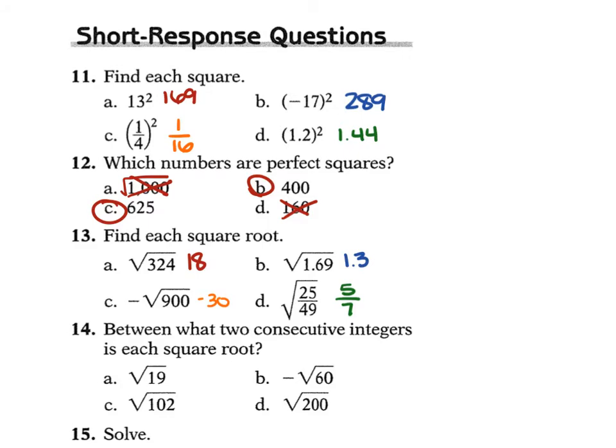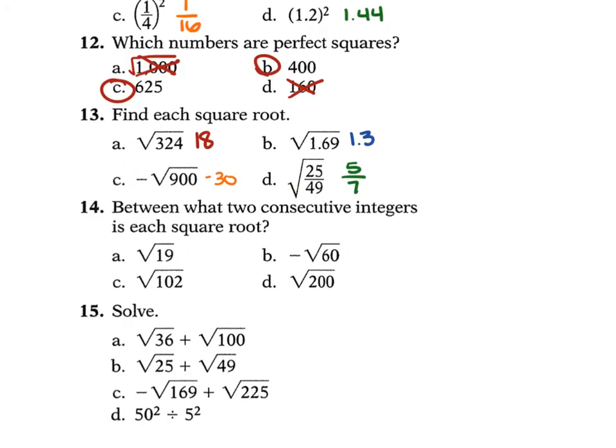In number 14, it says between what two consecutive integers is each square root? So A, we're given the square root of 19. 19 falls between what two perfect squares? 16 and 25. So that would be 4 and 5.